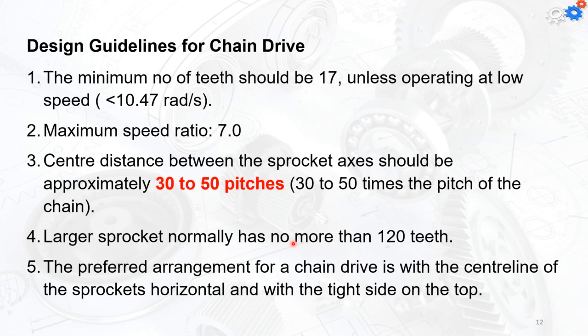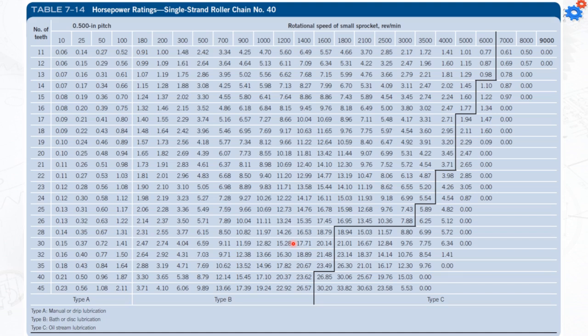Now we're going to look at some tables that will help us choose the type of chain. Usually the chain types are mainly the 40, the 60, and the 80. Here we're going to see how we can choose the chain and how we get the number of teeth. You can see in this table that's for the 40 type, and usually the 40 type has a 0.5 inch pitch value.